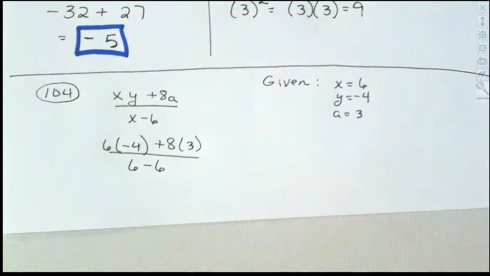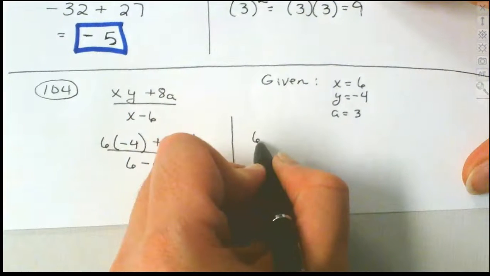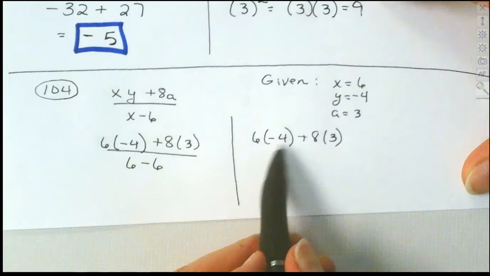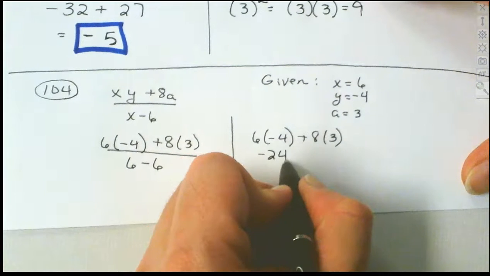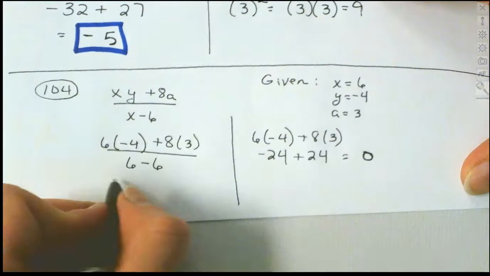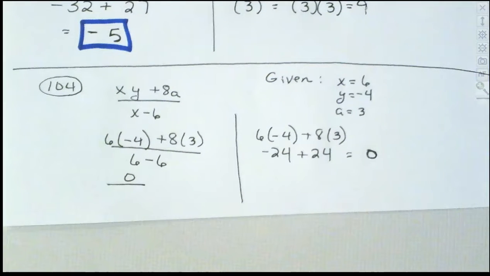And then we're going to work this out. We're going to see what we have. Make sure we plugged everything in correctly. So let's see what we've got. We've got 6 times a negative 4 plus 8 times 3. 6 times a negative 4, that's going to be a minus 24. 8 times 3 is also 24. And 1 is positive, 1 is negative. So they're going to subtract. And that gives you a difference of what? 0, doesn't it? So we've got 0 on the top here. What about down below?